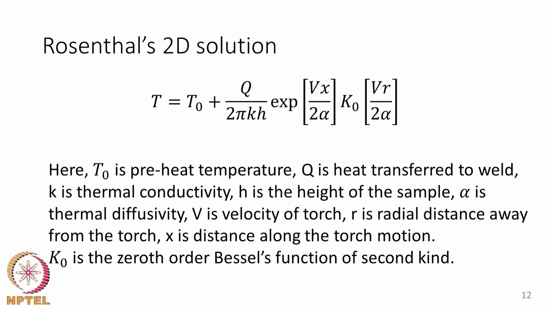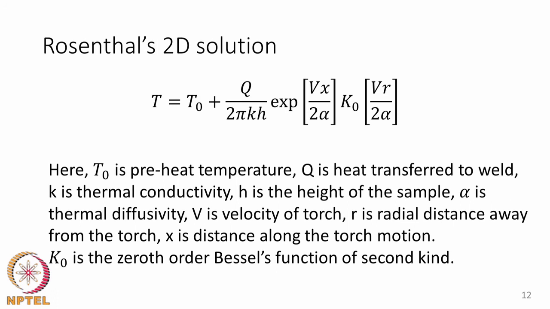We always see that the solution is written to indicate how much higher temperature is available beyond the preheat or the base material temperature at ambient conditions, and that is because on the right hand side we have T0 plus a function. There are two parts to this solution. The first part is an exponential function, and then the second part is basically what is called the 0th order Bessel's function of the second kind.